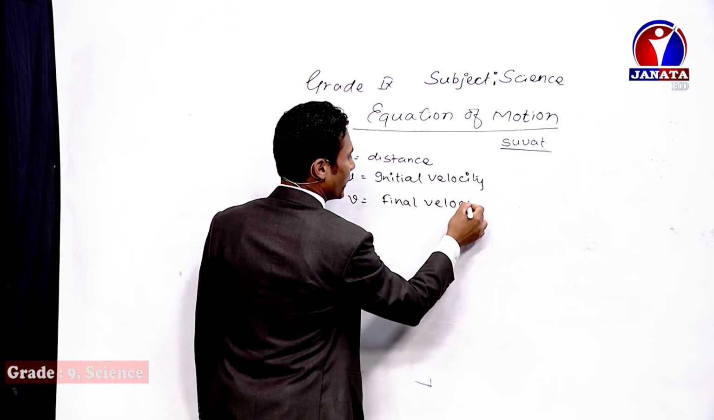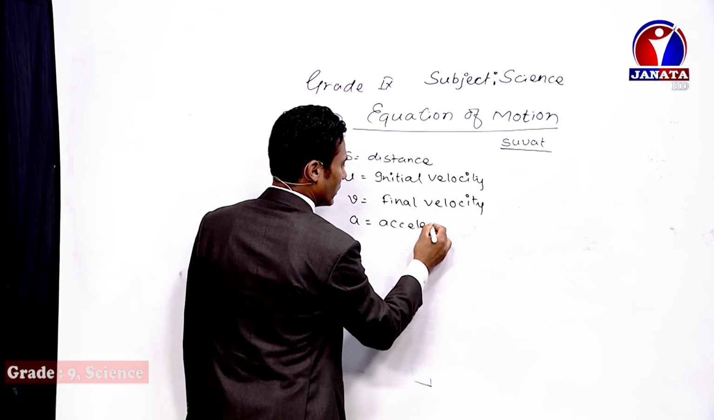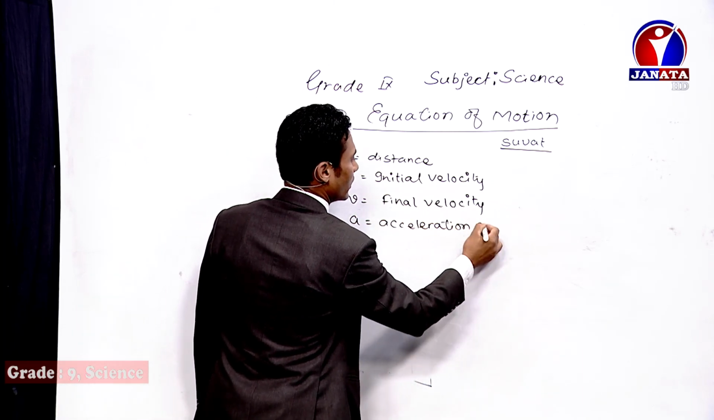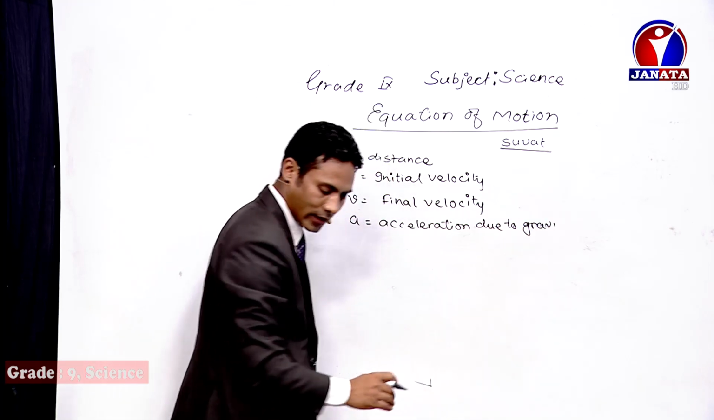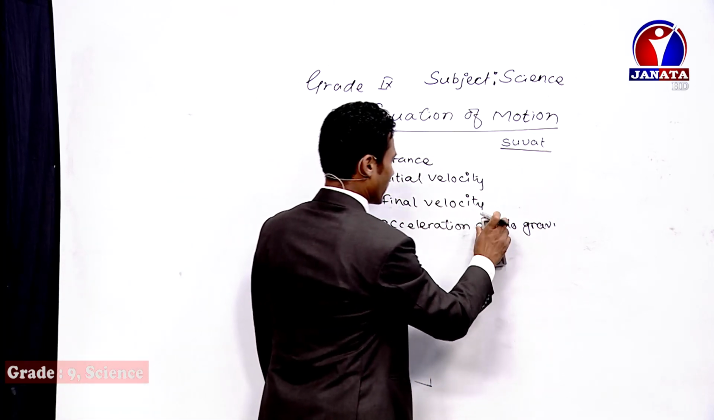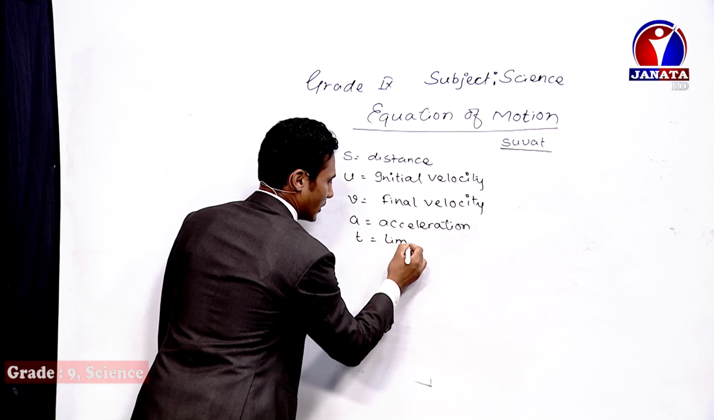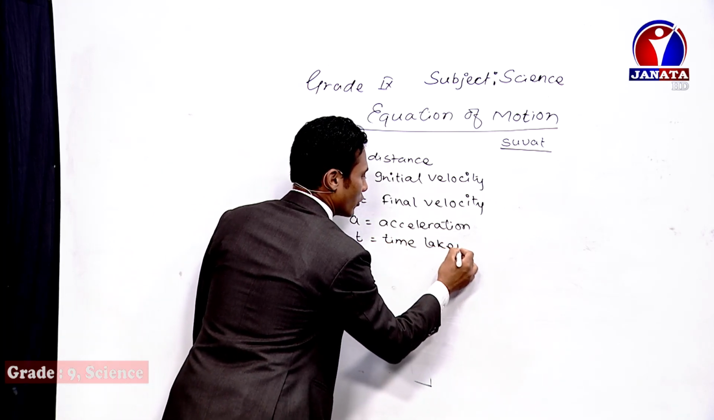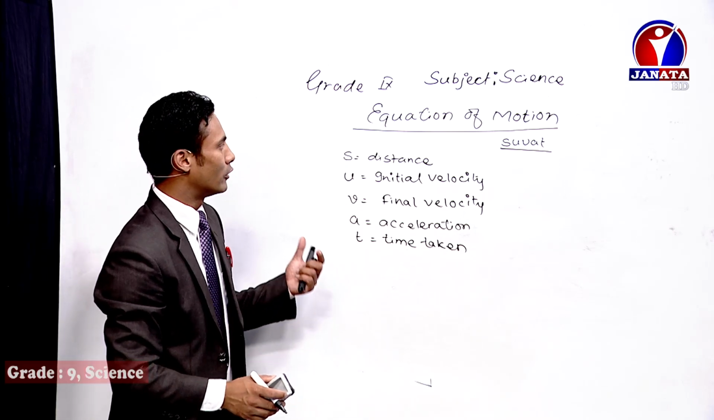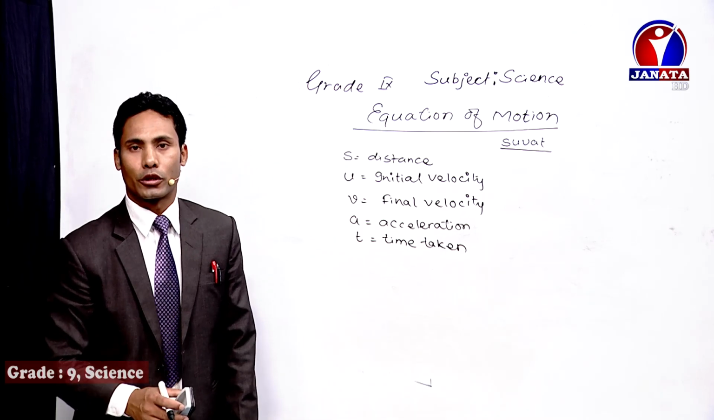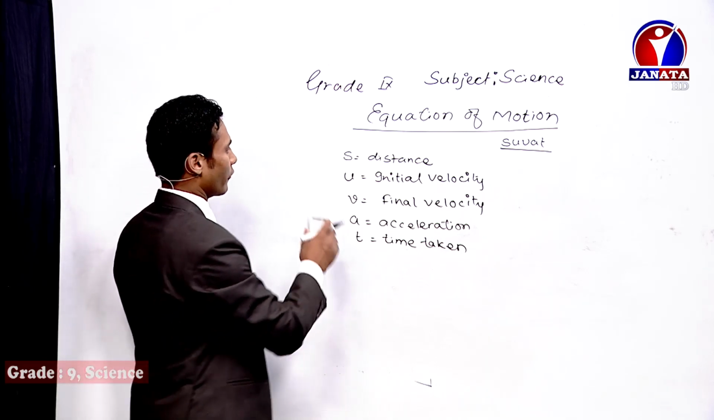A is acceleration. Sorry, this is acceleration only, not due to gravity. And T is the time taken. So these are the five components that we need to know for the equations of motion. Let's derive the formulas related to the equations of motion.